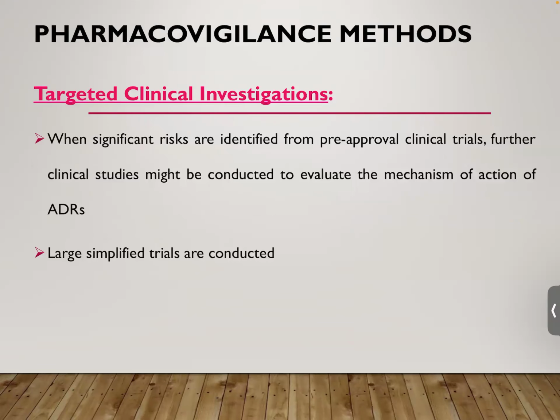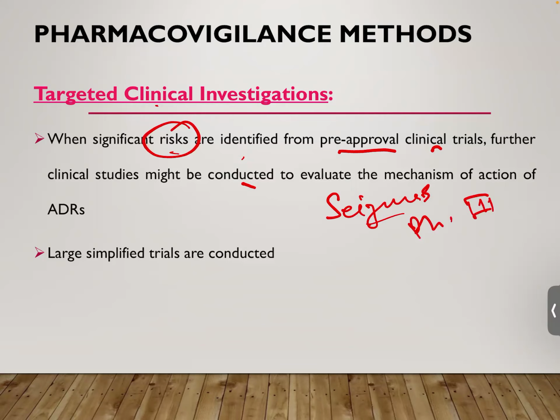Targeted clinical investigation. When significant risks are identified from a pre-approval clinical trial, further clinical studies might be conducted. Say, the example I have given you, that kids were experiencing seizures. This was in phase 3. So they identified this risk, that this is a risk. So they may design further studies just to see whether this side effect is really coming or not. Who designed this?